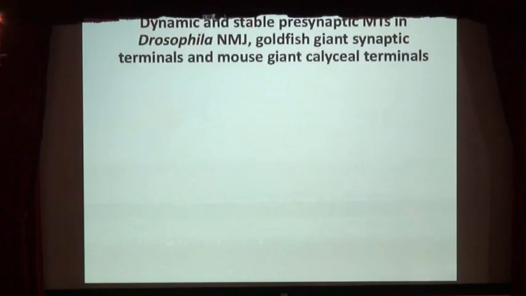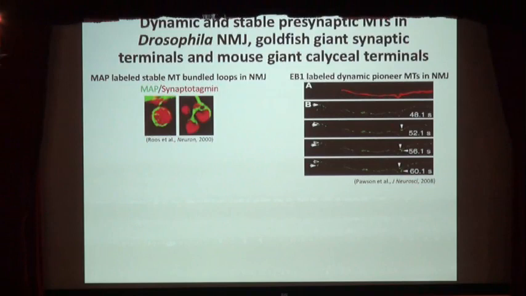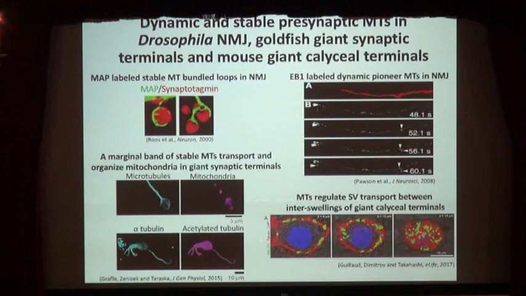After Gray's observations, very few studies have actually followed up. A few examples include the MAP-labeled stable microtubule bundled loops and EB3-labeled dynamic pioneer microtubules in neuromuscular junctions in Drosophila neurons. And also, interestingly, similar to what Dr. Gray has observed in mammalian neurons, a marginal band of stable microtubules can mediate the transport and organization of mitochondria in giant synaptic terminals of goldfish. And the only example in mammalian neurons that has been followed up is shown in the giant callosal terminals of mice neurons, where they show that microtubules can regulate synaptic vesicle transport between the swellings.